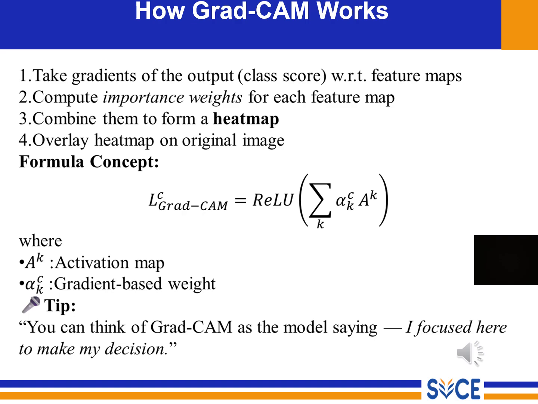The formula is GradCam equals ReLU of the sum of alpha_k times A^k, where A^k is the activation map from the convolutional layer and alpha_k is the gradient-based importance weight for the map. The ReLU ensures we only highlight the positive influences, the areas that increase the class confidence.